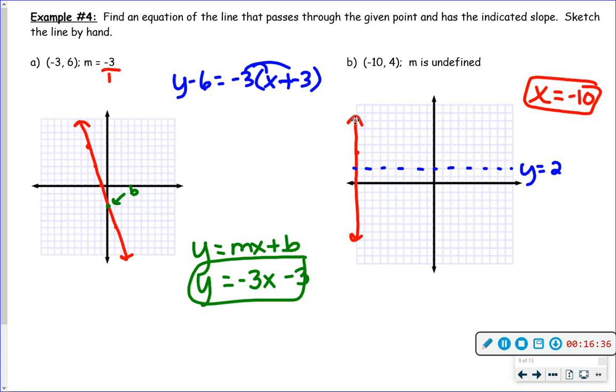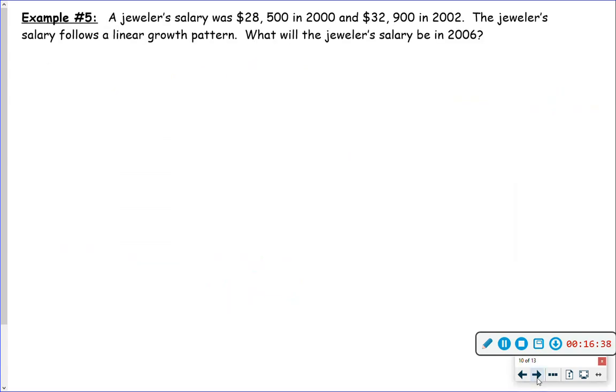All right, last thing we've got. Of course, got to do a word problem today. Why wouldn't we? So a jeweler's salary was $28,500 in 2000 and $32,900 in 2002. Glad we have such updated data. That's awesome. Jeweler's salary follows a linear growth pattern. What will the salary be in the year 2006?